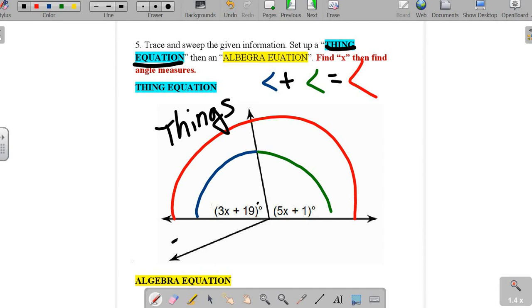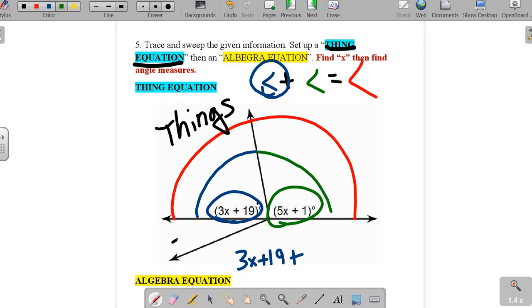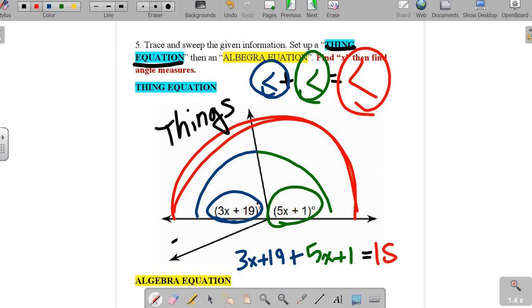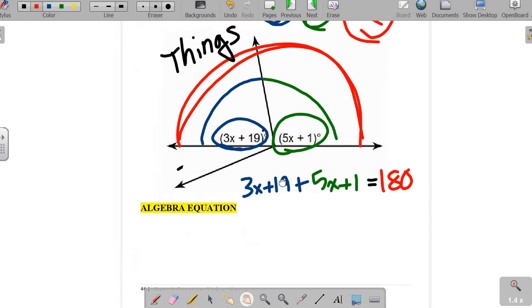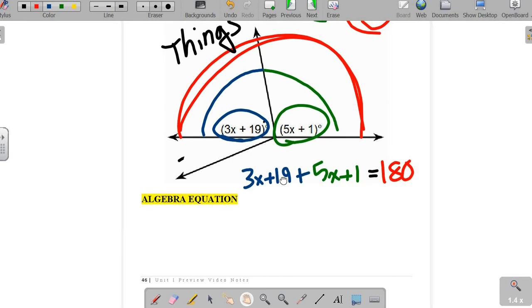So here, once you have a thing equation, then you're going to do what I call circle, plug, chug, where you circle the aspect and you put it in your thing equation. So now we're down here. Okay, that's a thing equation. That's translating things into algebra. At this point, you're going to pause the video, solve for x, and plug it back in.